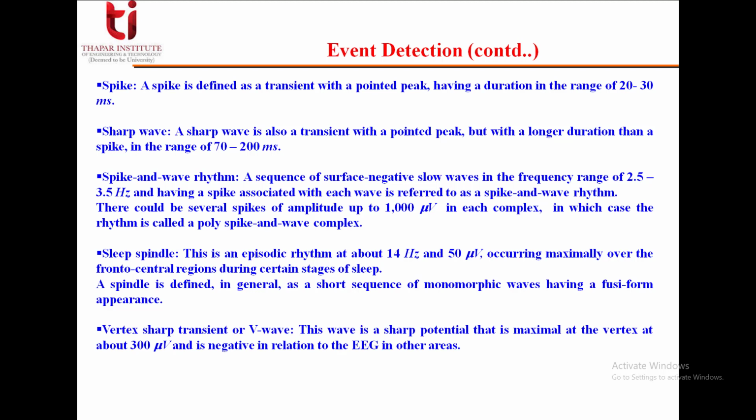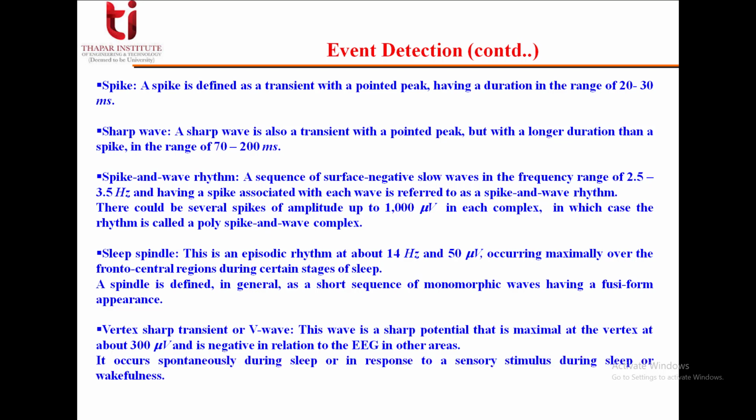Then we can have a vertex sharp transient, or we can also call it a V wave. This wave is a sharp potential that is maximal at the vertex at about 300 microvolts and is negative in relation to the EEG in other areas. It occurs spontaneously during sleep or in response to a sensory stimulus during sleep or wakefulness.